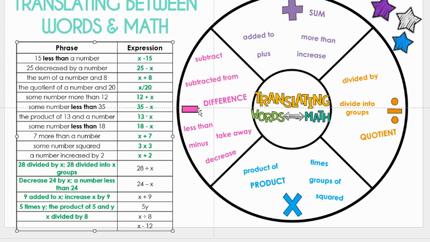You can't get the same answer with subtraction and division if the numbers are in the reverse order, if they're flipped around. Adding and multiplying, you can technically get the same answer, but we still want to keep them thinking about what is actually happening in the statement. 25 is decreased by a number. A number is increased by 2, that kind of thing.